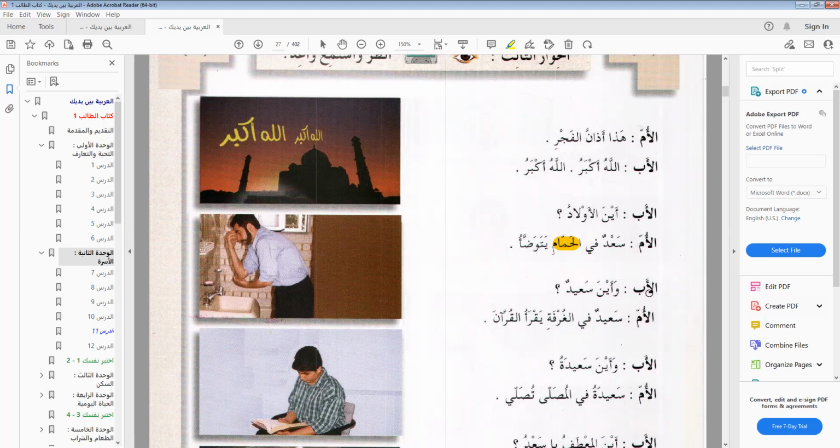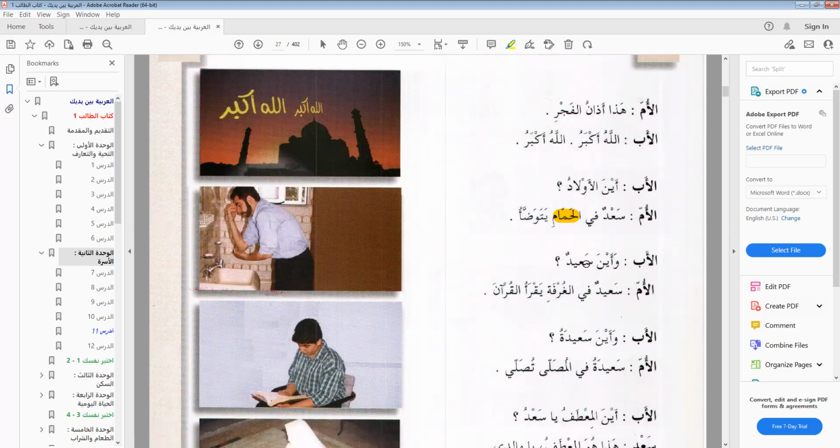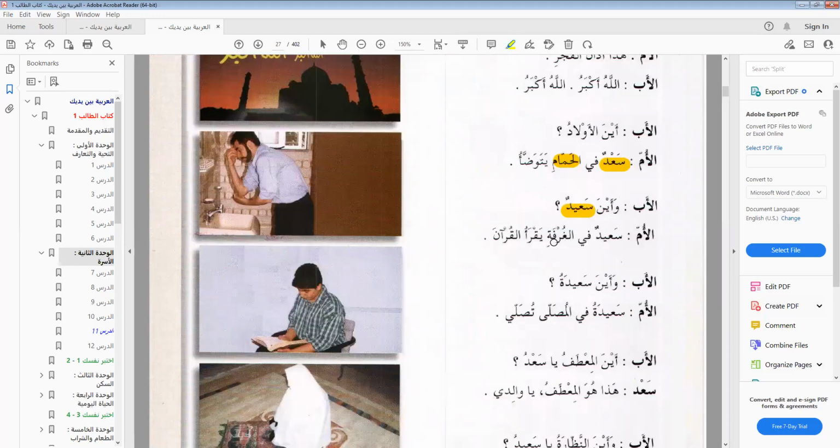Then al-abu, the father, says, wa aina Sa'id. So one of the sons is Sa'ad. Another is Sa'id. Wa aina Sa'id. Where is Sa'id? Then the mother says, Sa'idun fil ghurfati. Sa'id is in the room. Al-ghurfa is room. So add that to your vocabulary. We've seen two already: al-hammam, which is bathroom or washroom, and al-ghurfa, which is the room.